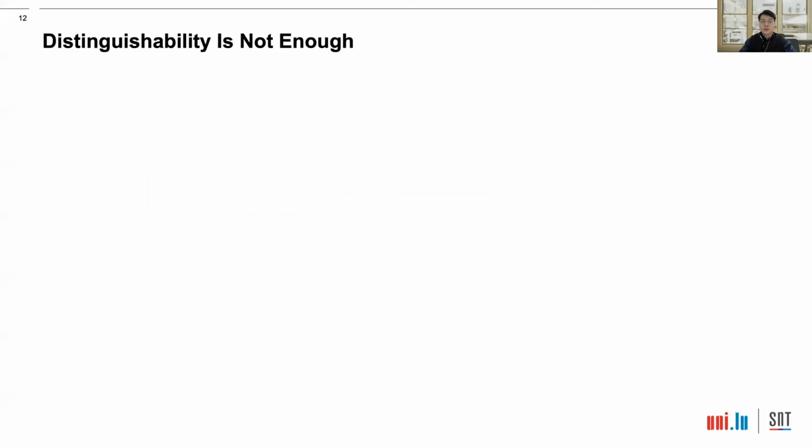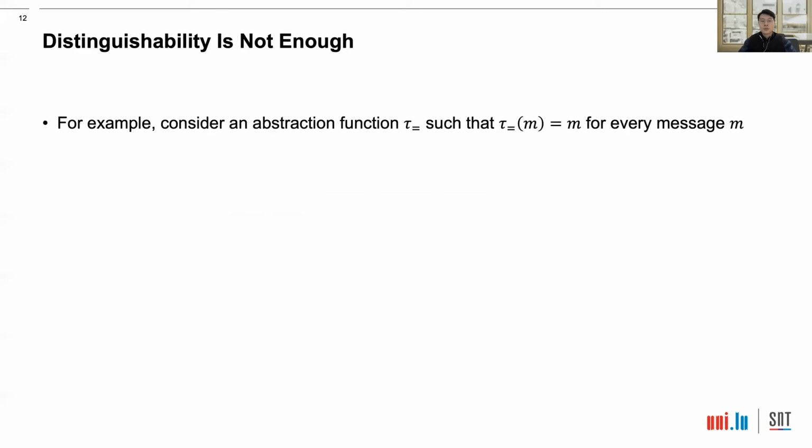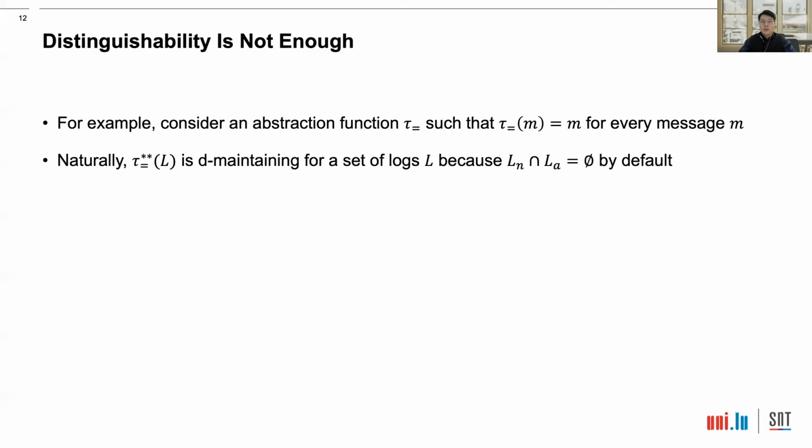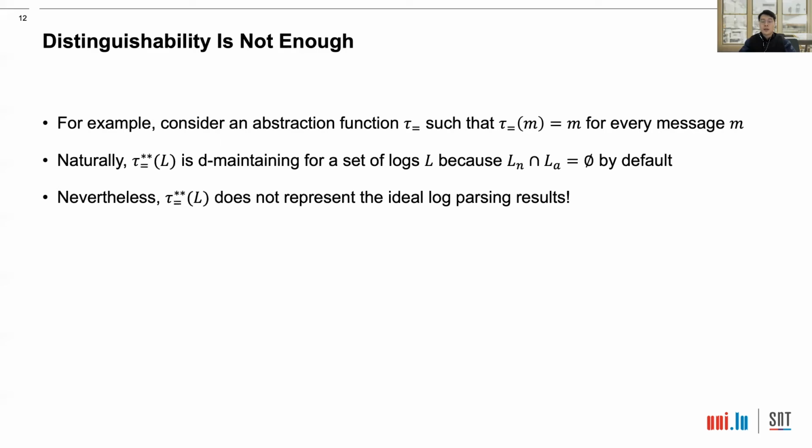However, distinguishability is not enough. For example, consider an abstraction function, tau equal, that always returns the input message without abstracting anything. Naturally, this function leads to a distinguishability-maintaining log parsing result because by definition, a set of normal logs and a set of abnormal logs without abstraction have no intersection. However, it is clear that it is not something that we want to have as an ideal log parsing result because there is no abstraction at all.